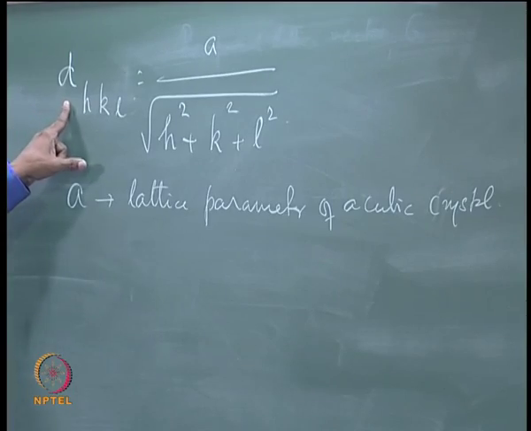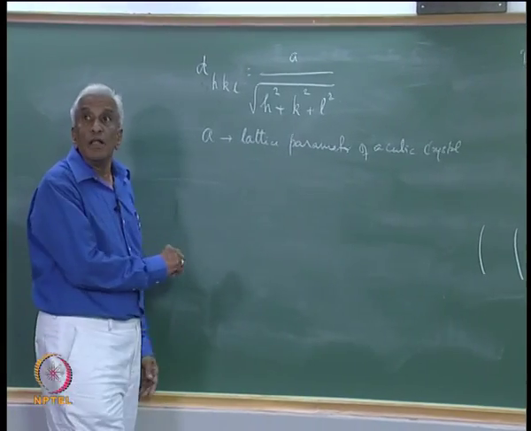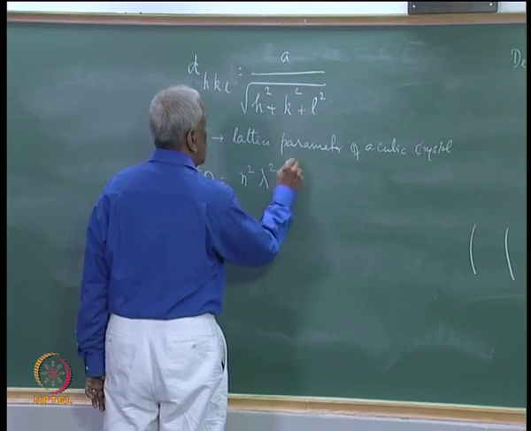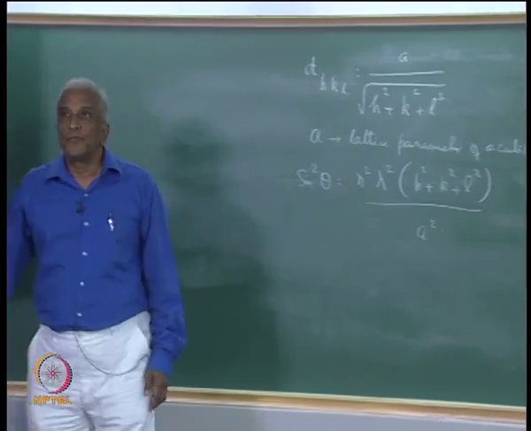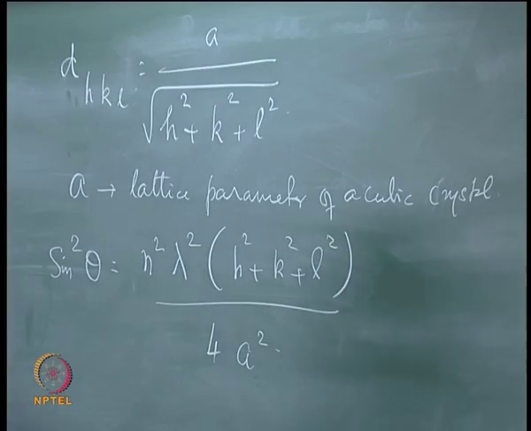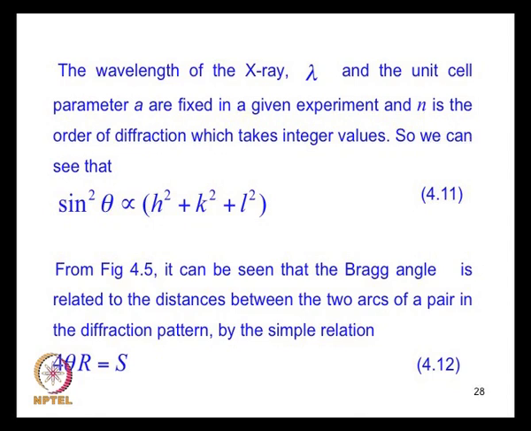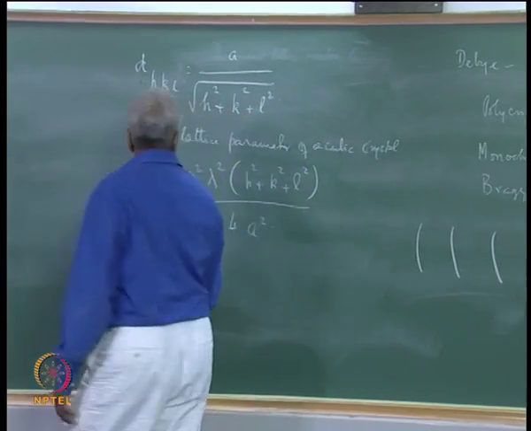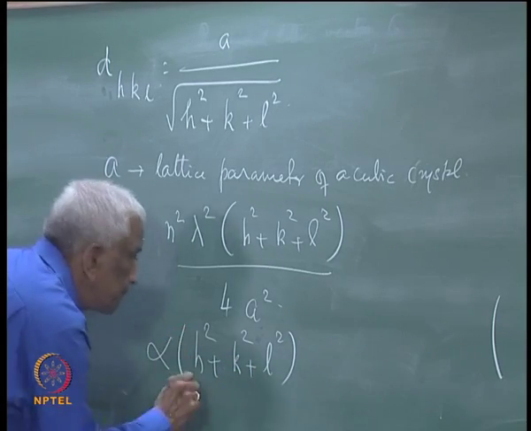d_hkl is the interplanar spacing corresponding to a set of hkl planes, where hkl are the Miller indices. So, substituting this value in Bragg's law, we get sin square theta, and rearranging the terms, you get n square lambda square (h square plus k square plus l square) by 4a square. So, that is the basic equation. Lambda is fixed in a given X-ray experiment. The unit cell parameter is fixed for the given solid. n is the order of the diffraction, which takes integer values. So, we can see that sin square theta is proportional to h square plus k square plus l square. Everything else is fixed.